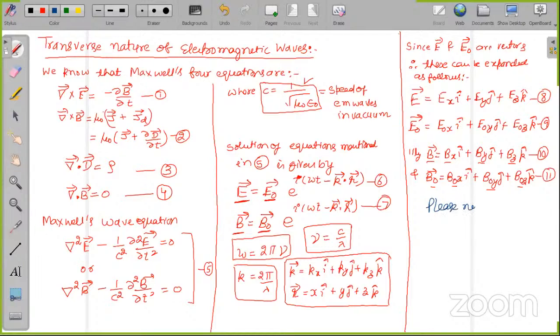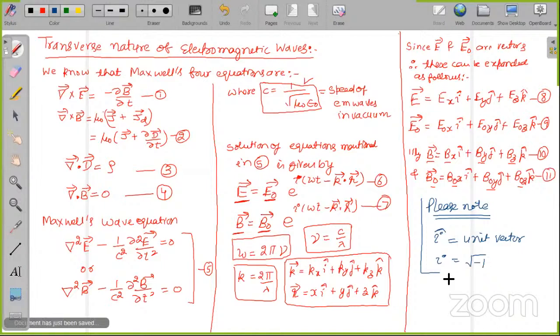Please note, so that some students should not confuse that I cap is a unit vector, but simply i is square root of -1, the imaginary part. Means you should not get confused. Both of these things are playing their role in this topic. Will you take care of this? Yes, sir.